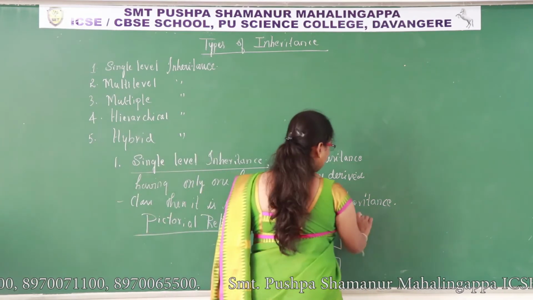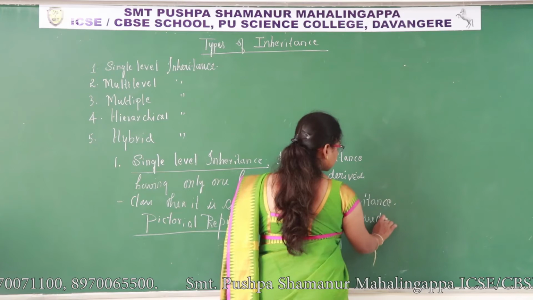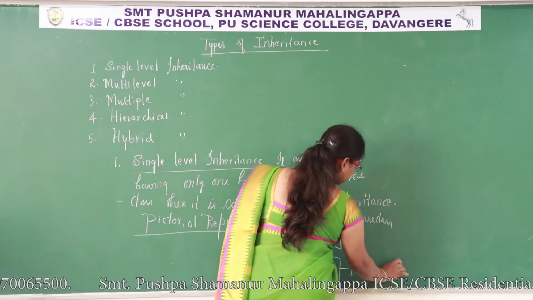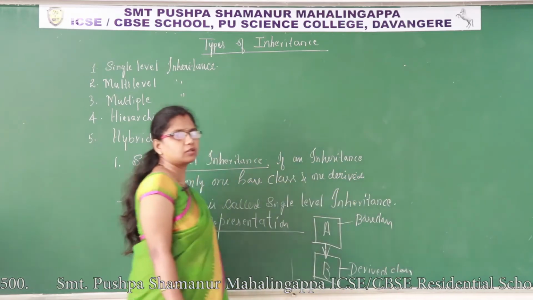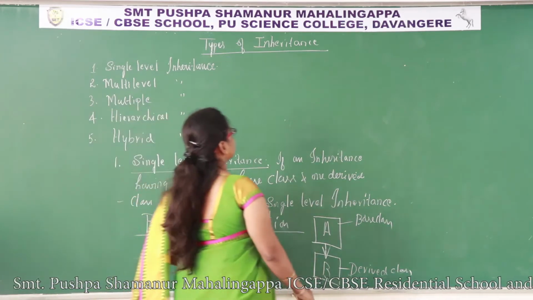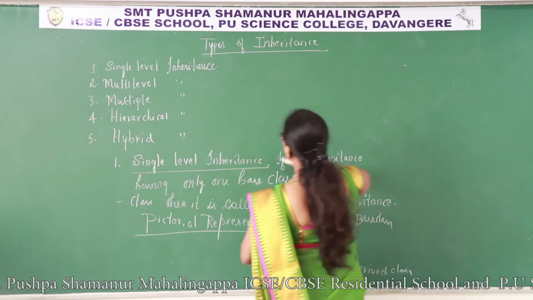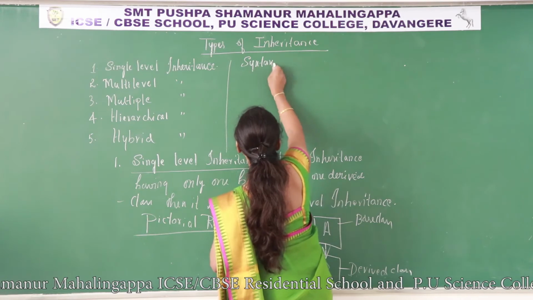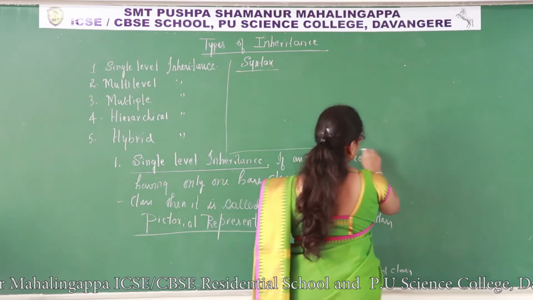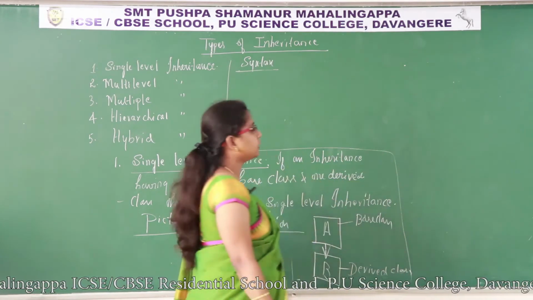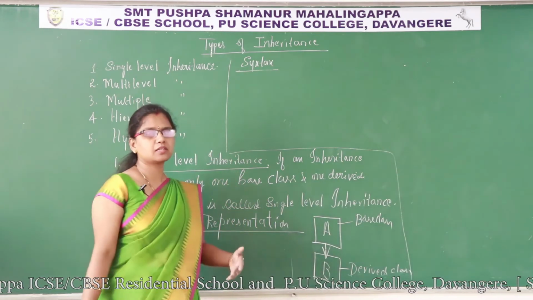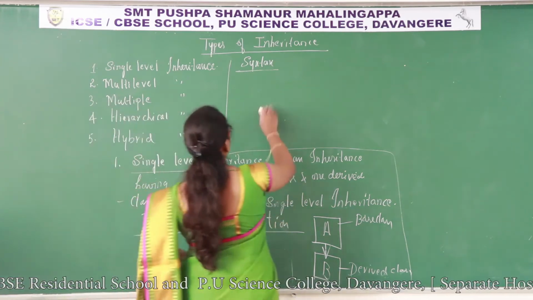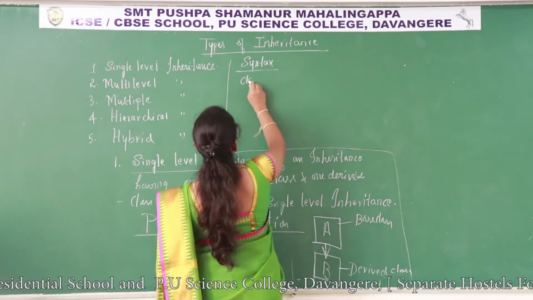So this is the base class and this is the derived class. Understood? Then what is the syntax here? For this single level inheritance, I'll give a general statement. For other inheritances, I'll take class A, B, C like that, because in your textbook also they have taken like that. You can write that. For this I'll write the general statement.